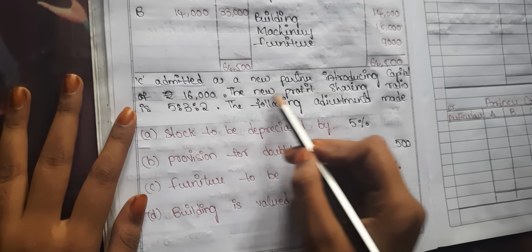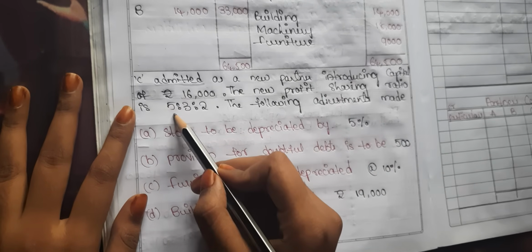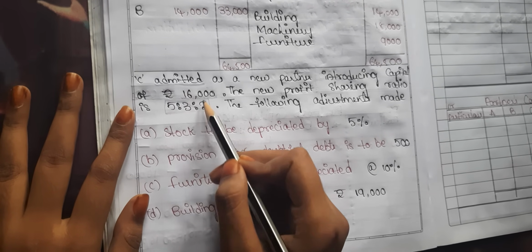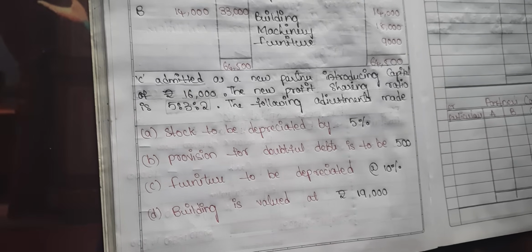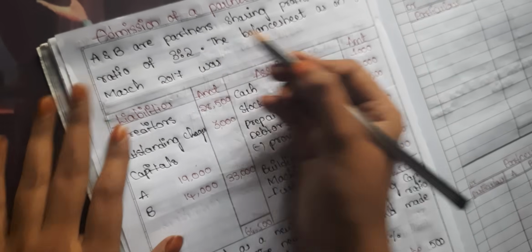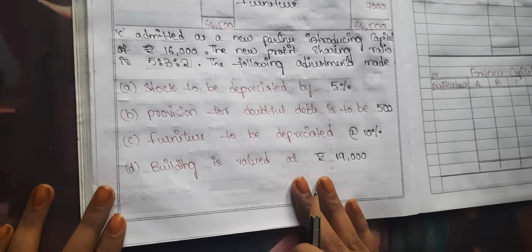This is also important. Then the new profit sharing ratio is 5:3:2. We don't care about it. We don't have any use of this new profit sharing ratio. We will only focus on the old one. So the following adjustments were made. So these are the adjustments.